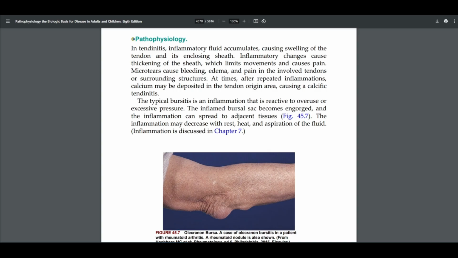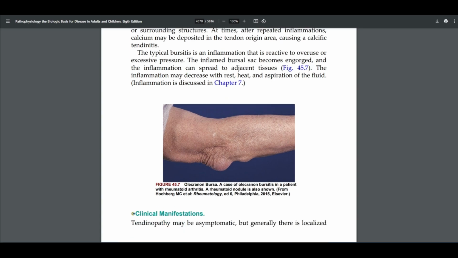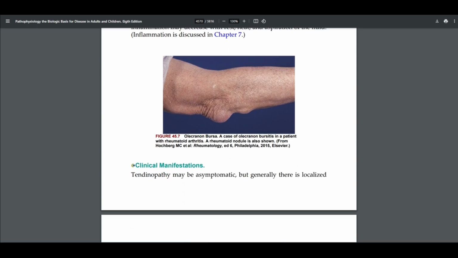The typical bursitis is an inflammation that is reactive to overuse or excessive pressure. The inflamed bursal sac becomes engorged, and the inflammation can spread to adjacent tissues. The inflammation may decrease with rest, heat, and aspiration of the fluid. So what kind of clinical manifestations would we see?